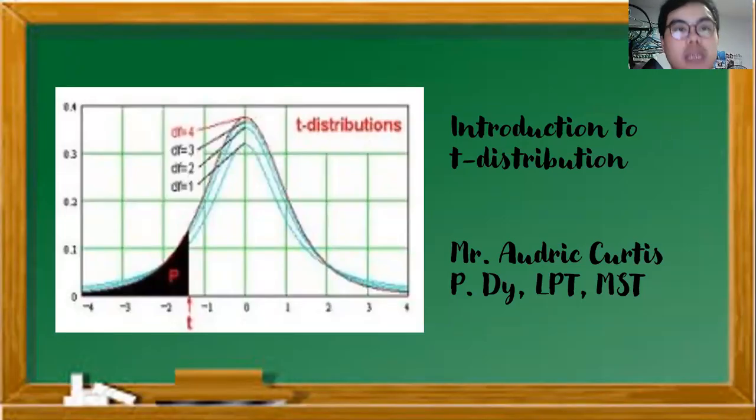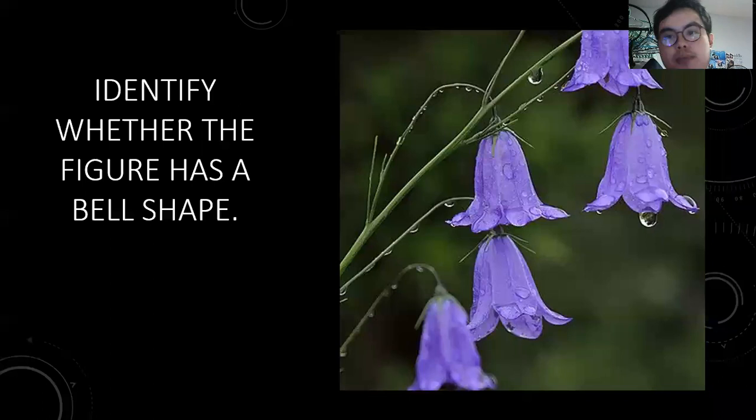So our topic for today is introduction to distribution. But before anything else, let me identify whether the figure has a bell shape. Okay, so let's say this is a bell flower. Do you think that it has a bell shape? Yes, it's all because this figure has a representation of the bell.